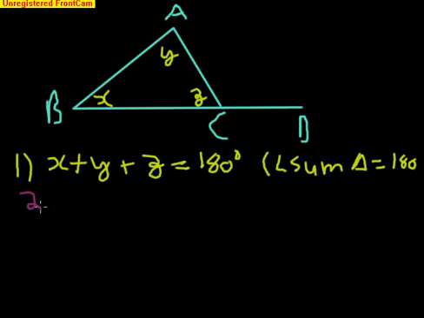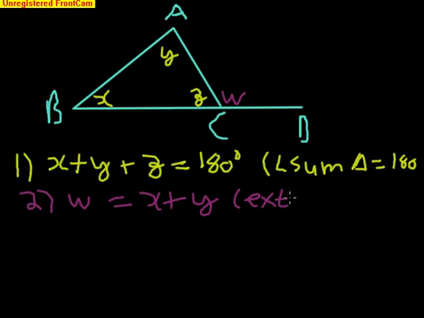The second property that we investigate for triangles is that, let's say we have an angle size W here, then we can say the exterior angle W equals the sum of the opposite interior angles, which are X and Y. So W equals X plus Y, and our reason will be exterior angle of triangle ABC.